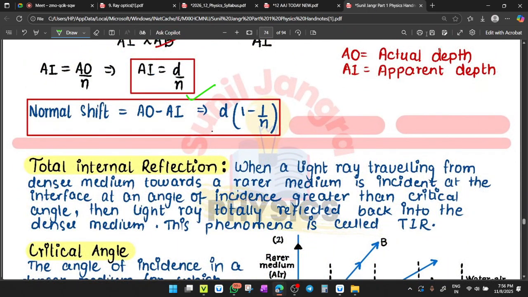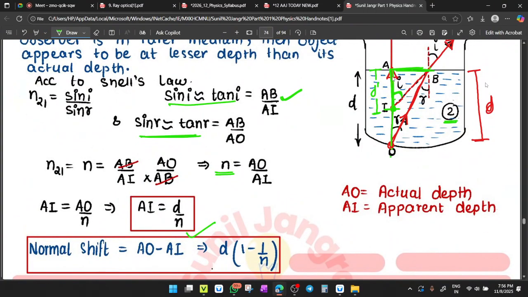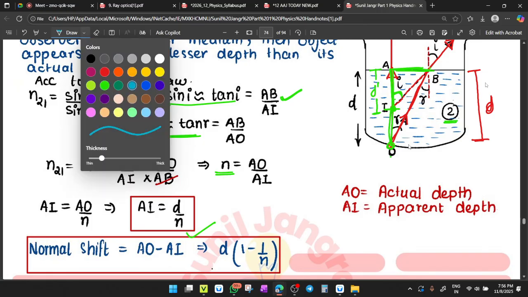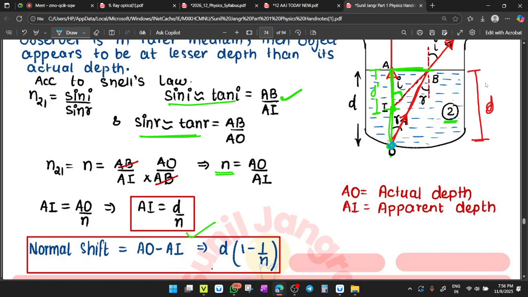Yes. Now, the normal shift, actually what amount of shift is taken here? You check, the shift is from O to I. Your object is actually present at O, but your virtual image is at I. So the shift is taken from O to I, and you have to find OI. Normal shift OI is equals to AO minus AI. Agree or not agree? The shift is AO minus AI.